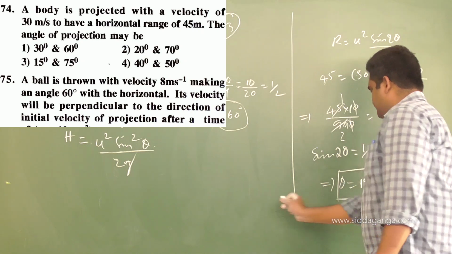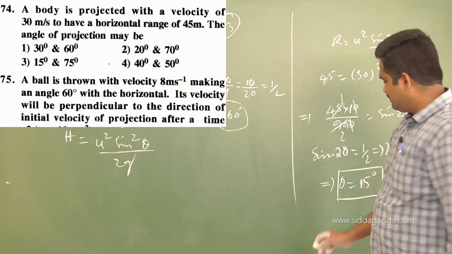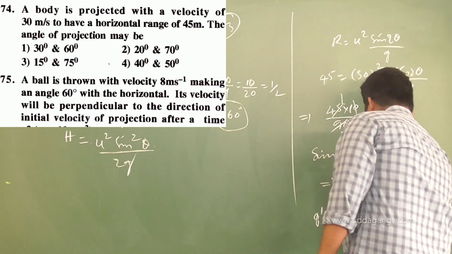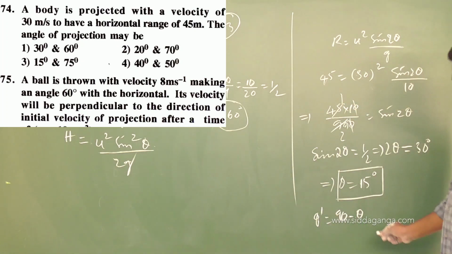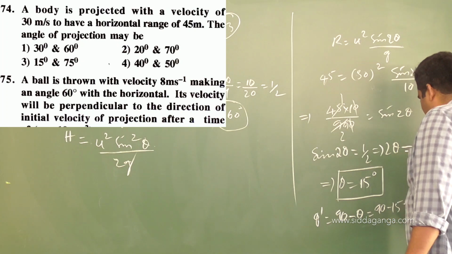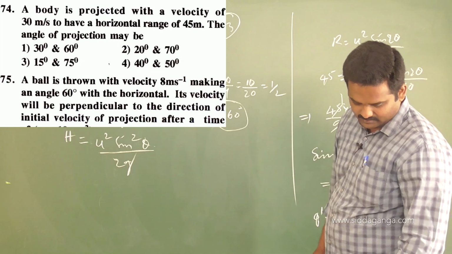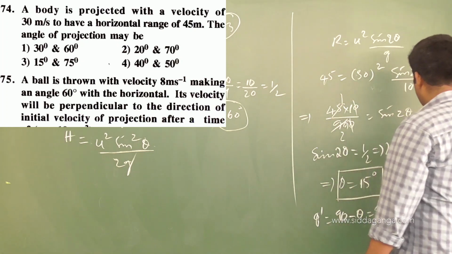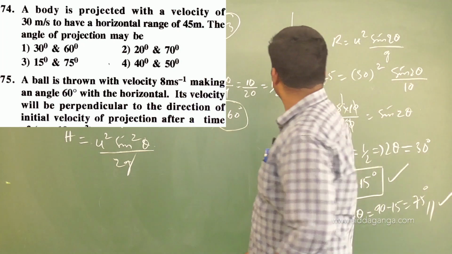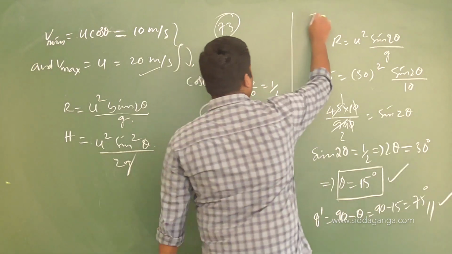If one angle is 15, then for which other angle is the range going to be the same? Theta dash equals 90 minus theta. For complementary angles only, the ranges are going to be the same. So one more is 90 minus theta, that is 90 minus 15, which is 75 degrees. So one angle is 15, the other is 75. This is the answer for problem number 74.